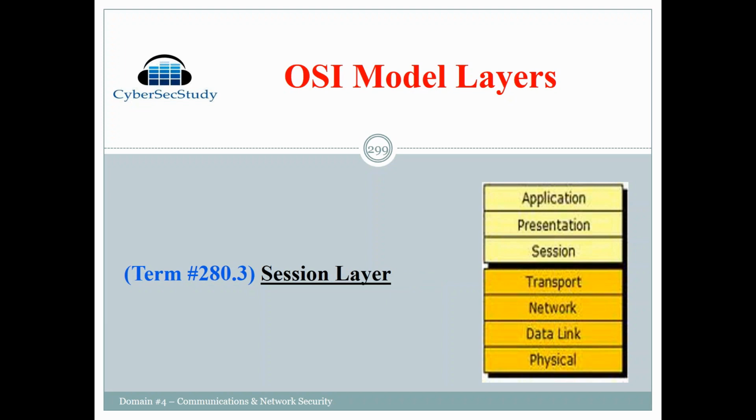Session layer, layer 5 of the OSI model, is responsible for managing the connection between 2 applications. Make sure you highlight and remember that. Session layer deals with the connection between 2 applications, whereas the transport layer deals with the connection between 2 computers. Session layer, applications. Transport layer, 2 computers.